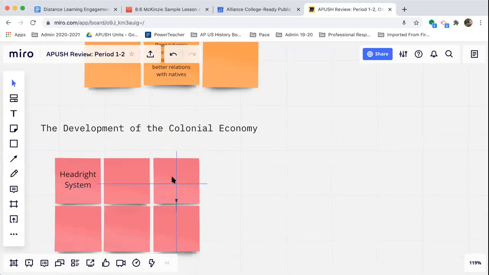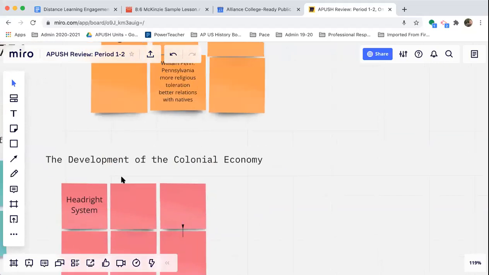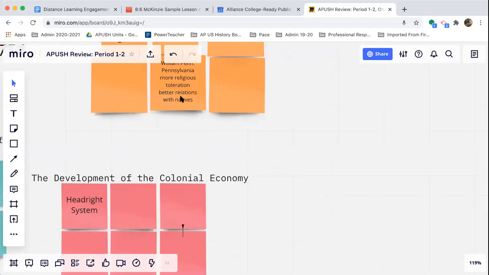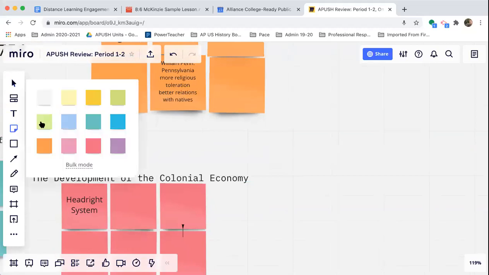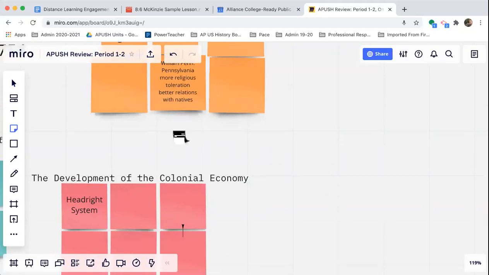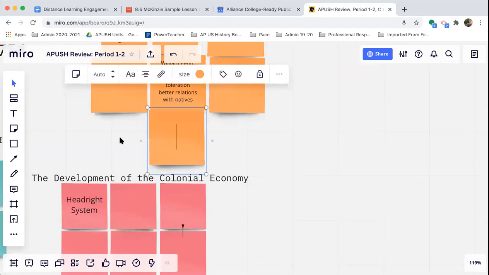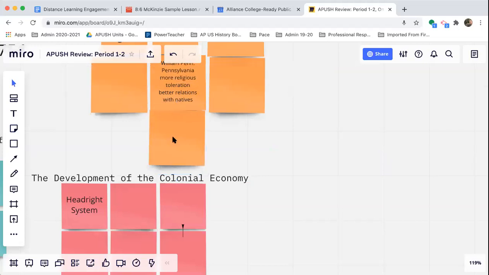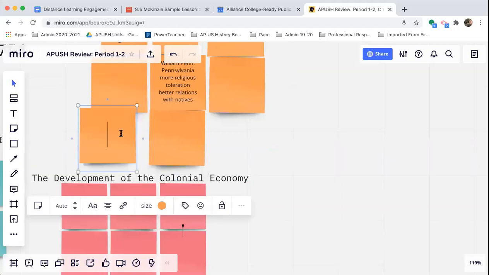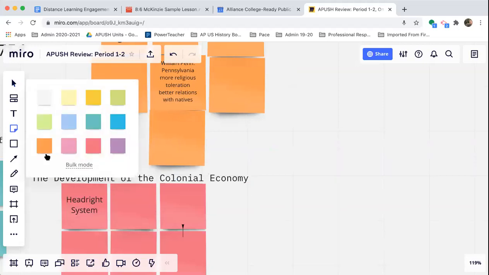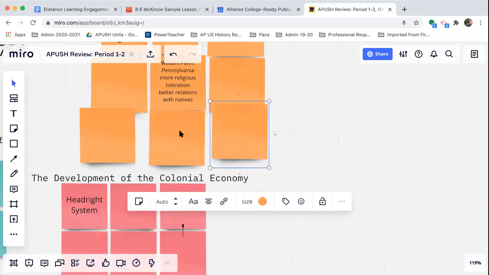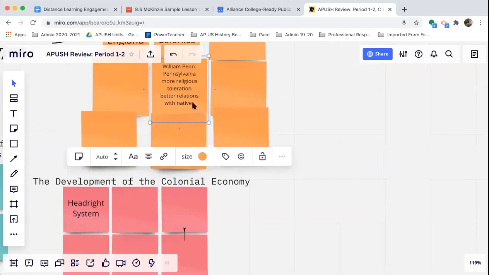Cool. So we can add a couple more Post-its down below if we need to. All right, so we see Pennsylvania, more religious toleration, better relations with natives. What's happening in the middle colonies economically? How are they making their money? What is their economy built on? It's more agricultural. Okay. Because of the geography they have. So it is agricultural. What kind of crops are they farming?